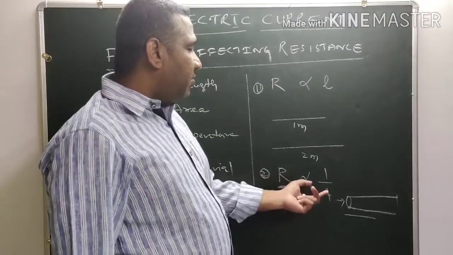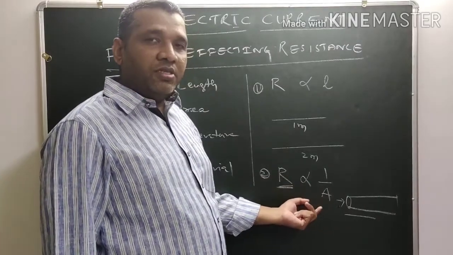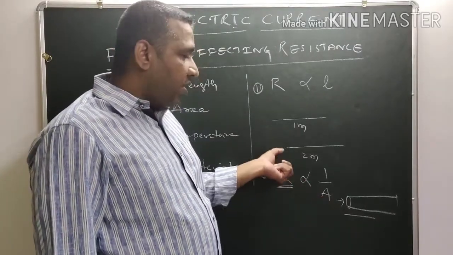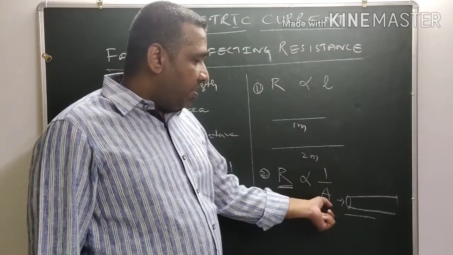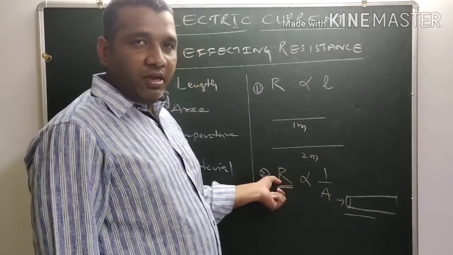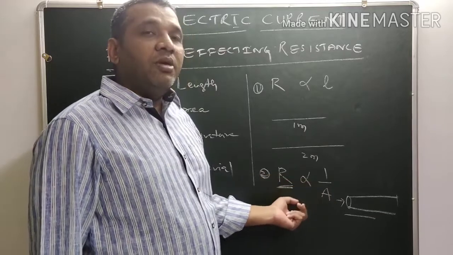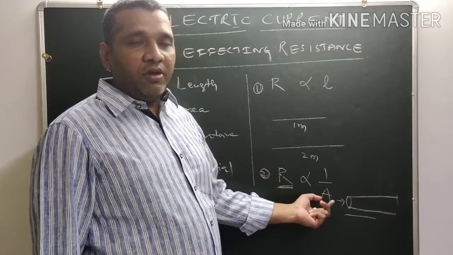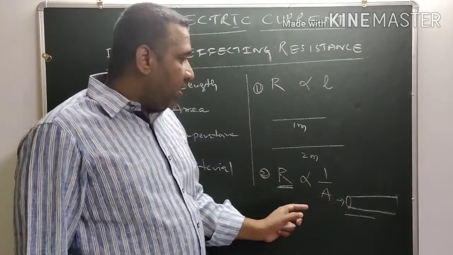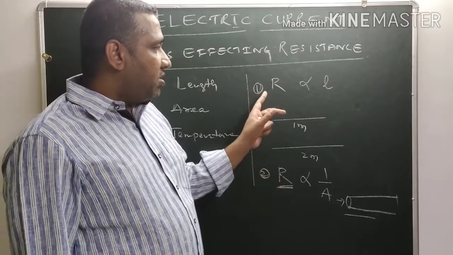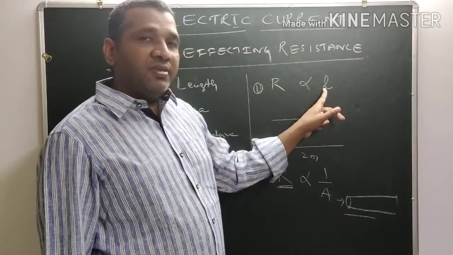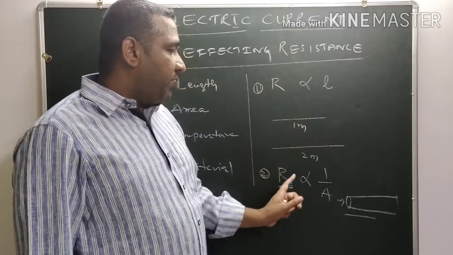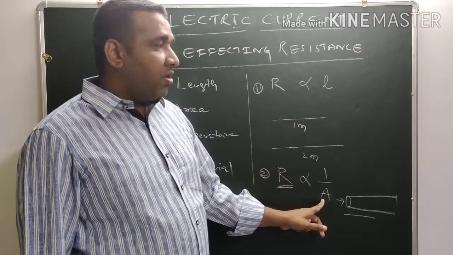So what does it mean? Inversely proportional means what? If one quantity increases, the other quantity will decrease. If one quantity is decreasing, the other quantity will increase. That is nothing but inversely proportional or inversely related. So here two things we have to consider. One is that the resistance is always directly proportional to its length and inversely proportional to the area of cross section.